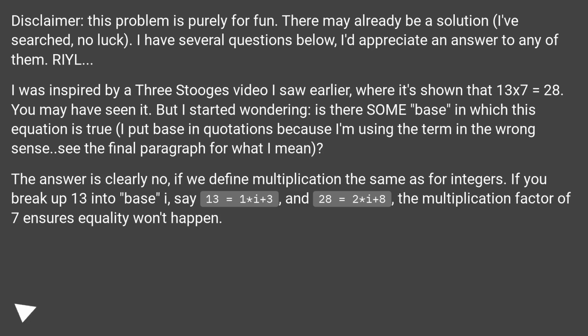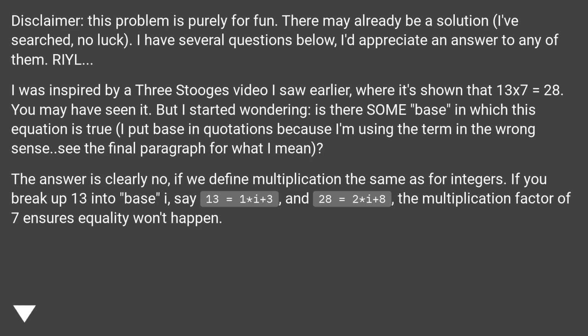I was inspired by a Three Stooges video I saw earlier, where it's shown that 13 by 7 equals 28. You may have seen it. But I started wondering, is there some base in which this equation is true? I put base in quotations because I'm using the term in the wrong sense. See the final paragraph for what I mean.